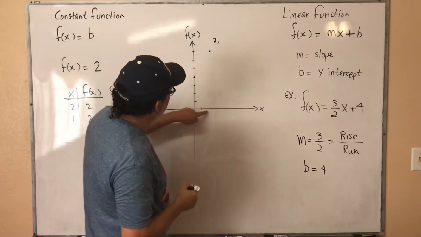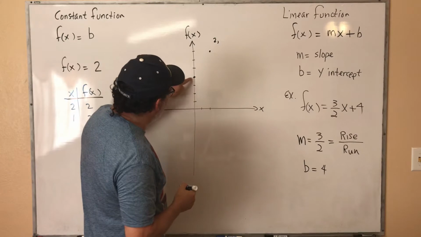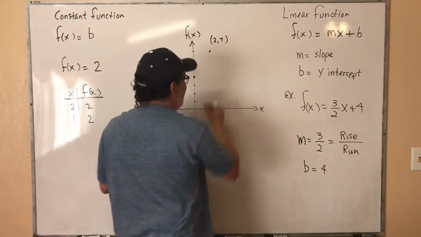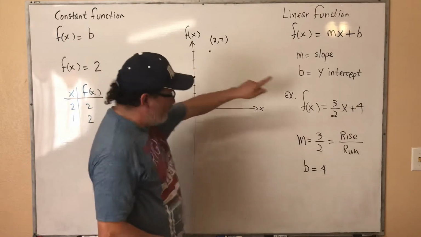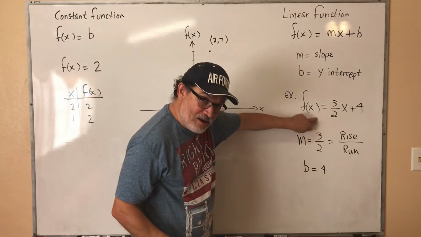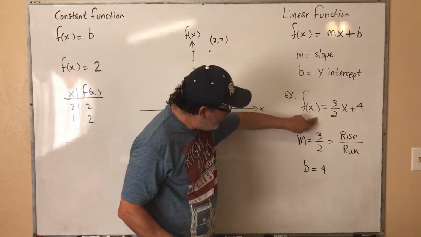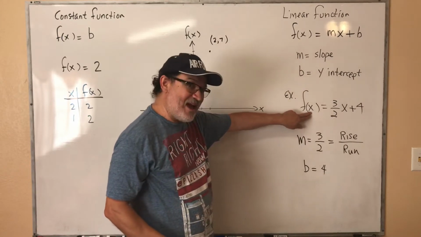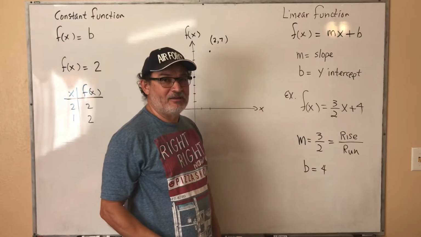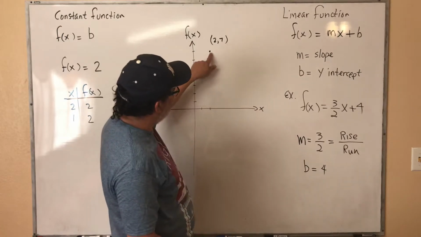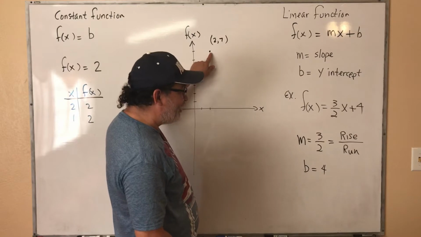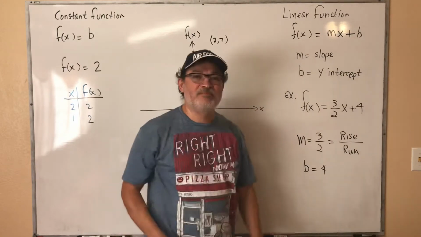And I see y is what? 1, 2, 3, 4, 5, 6, 7. Y is 7. I bet you here, if you plug in x equals 2, you're going to get f of 2 equals 7. Why? Because this point is a point for this function.